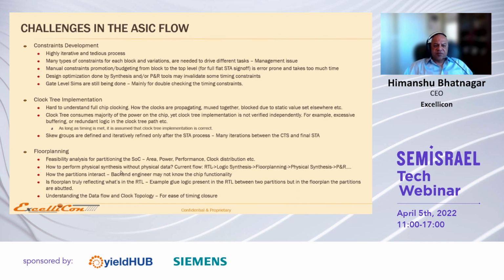Again, for physical synthesis, if I have an RTL and I go to physical synthesis, I don't have physical data. It's just pure RTL. So how do I get the physical data? Today, I have to do a logic synthesis, then I have to do floor planning, then I have to do physical synthesis, and go back into the logic synthesis for floor planning data, and then use that for physical synthesis before I go into the place and route.